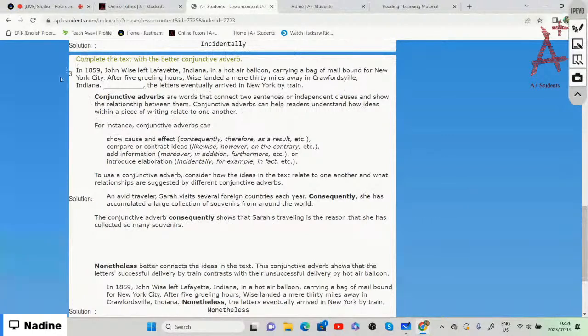So in 1859, John Wise left Lafayette, Indiana, in a hot air balloon carrying a bag of mail bound for New York City. After 5 grueling hours, it is basically elaborating or describing how long, right? 5 grueling. Grueling is exaggerating. It shows the long hours, right? So after 5 grueling hours, Wise, which is John Wise, landed a mere 30 miles away in Crawfordsville.